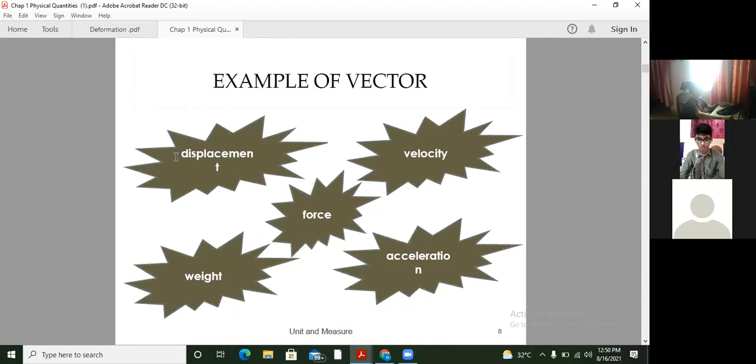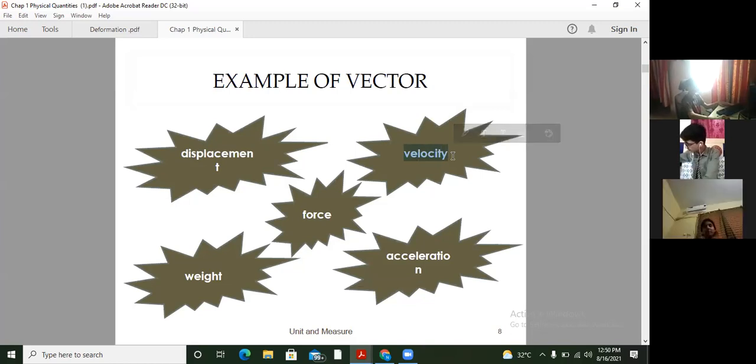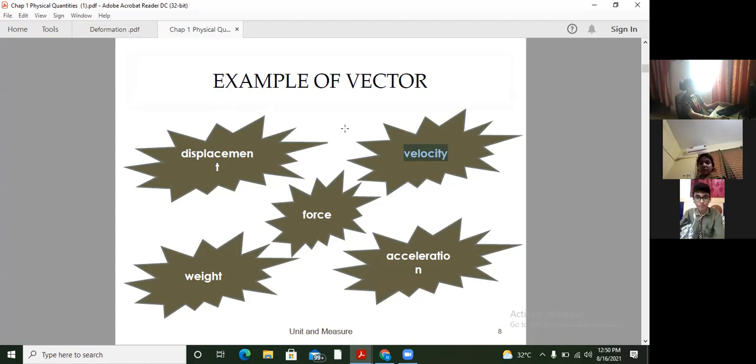Okay, so I have explained you the term displacement, and that displacement is the quantity in which direction is clearly defined to you. Similarly, velocity, because velocity is actually equal to displacement per time. And what is displacement? Displacement is a vector quantity, so our overall velocity is a vector quantity.